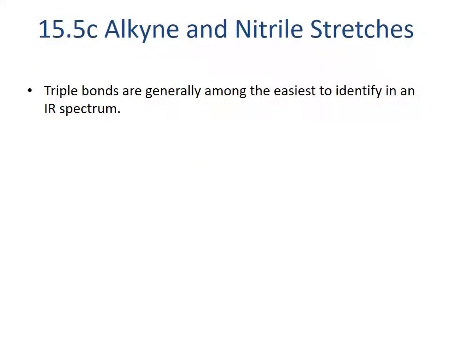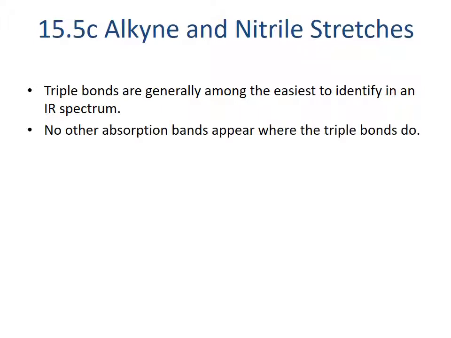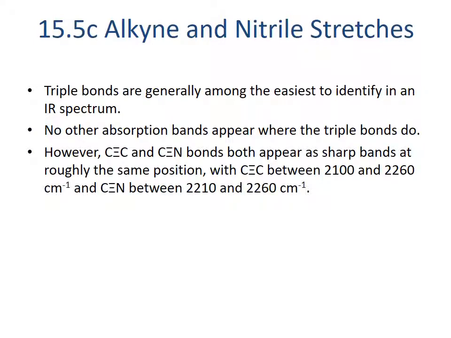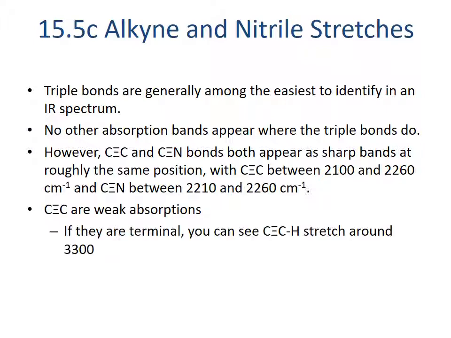Triple bonds aren't particularly common, but they are usually easy to differentiate because no other bonds appear in this region. Both alkynes and nitriles appear in the same range, but alkynes are always weak, and you can see the sp carbon-hydrogen stretch if it's terminal. Because of the difference in electronegativity, nitriles give much stronger absorptions.